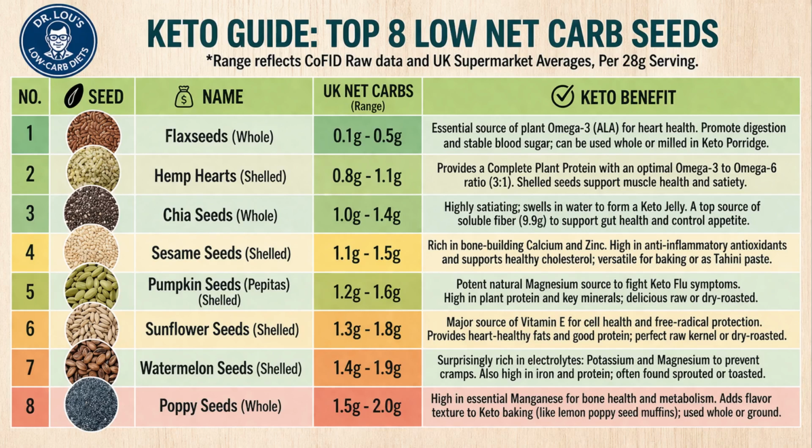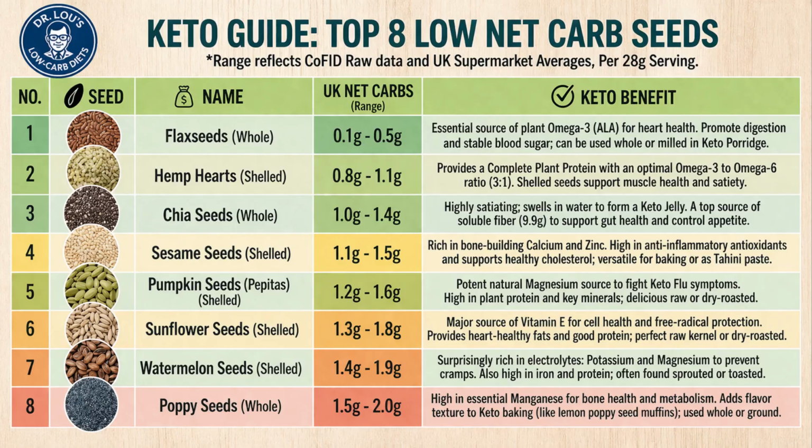Okay, so here we go. We've got the Keto Guide, top 8 low net carb seeds, and I put there to show you the range reflects COFID raw data and UK supermarket averages per 28 gram serving. You'll notice in my videos when I measure out granola or porridge or anything like this, I use scales, and those scales are vital, because it's so easy to just think, oh, I've got a handful, that's fine. No, it ranges. Everyone's hand is different in size. So measure out the exact amount, and that's the amount of energy you're getting, or how much carbs, how much fat, et cetera. So here we can see per 28 grams.